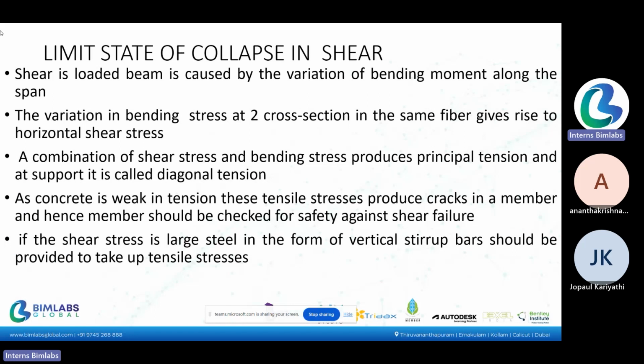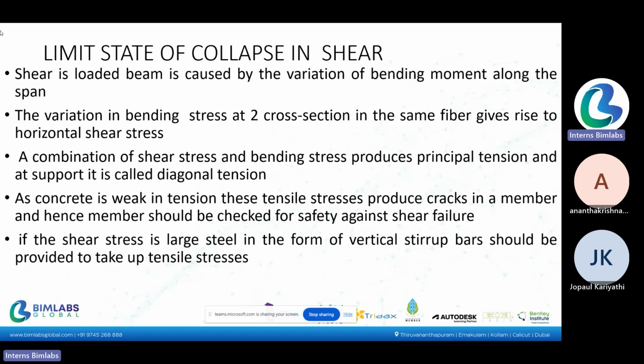Shear is loaded in a beam and caused by variation of bending moment along the span. The variation in bending stress at two cross sections in the same fiber gives rise to the horizontal shear. So I repeat that sentence, I hope you get it. The variation in bending stress at two cross sections in the same fiber gives rise to the horizontal shear.